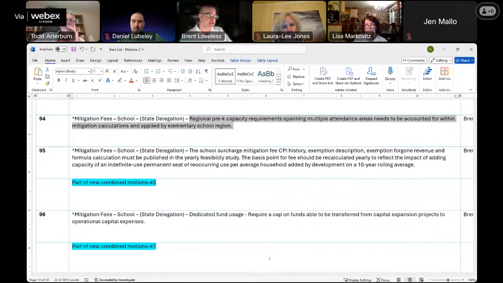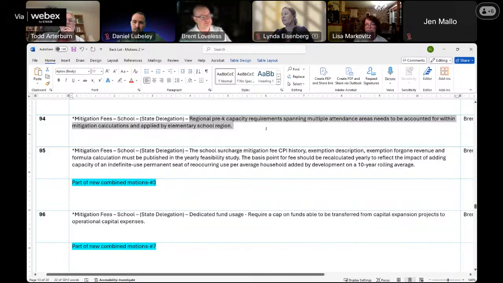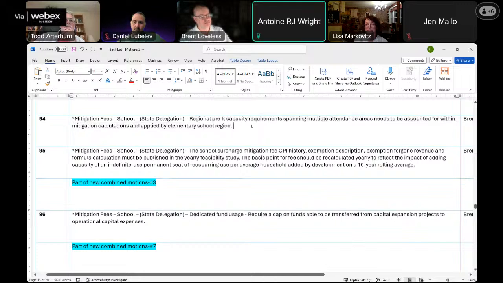So accurately counting for pre-K in mitigation fees, is that something that we have the support of this committee for? Hi. This sounds like it would be better served for the next convening of APFO because there is not a stable enough database for pre-K. That would be my comment.